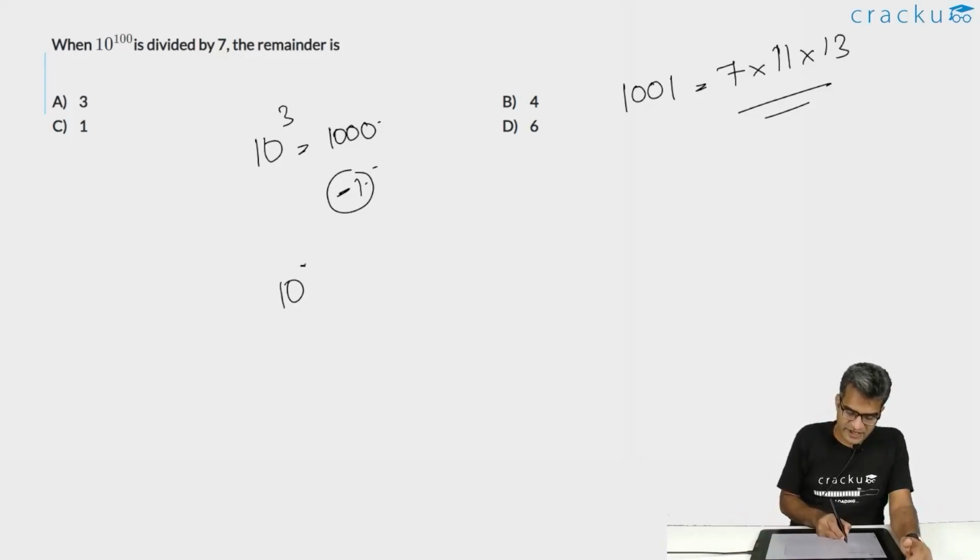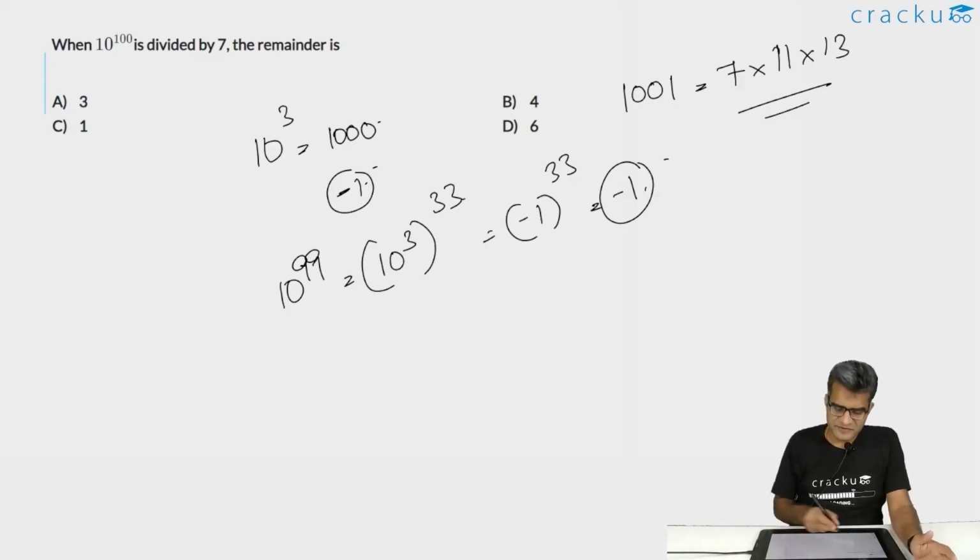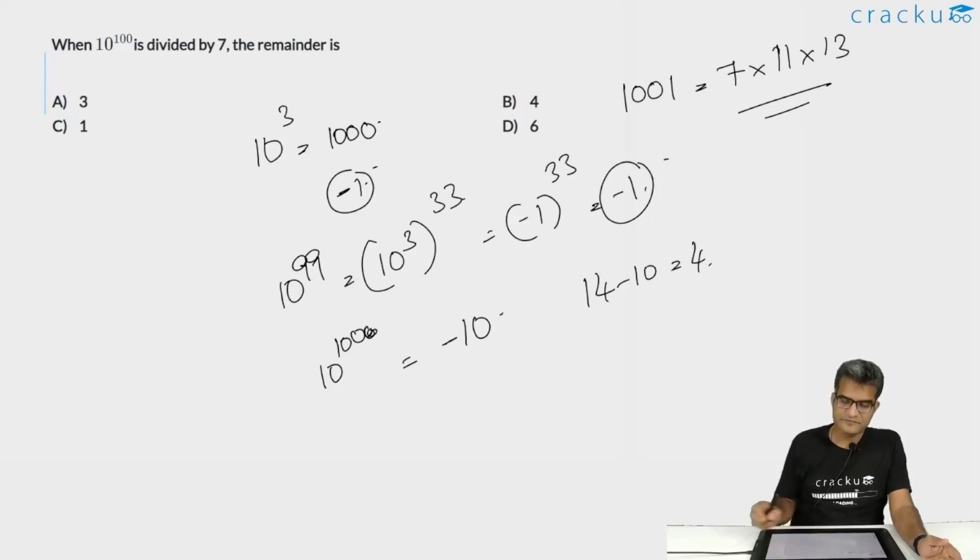So 10 to the power 99, which is equal to 10 cube whole to the power 33, will leave a remainder of -1 to the power 33, which is equal to -1 when divided by 7. So 10 to the power 100 will leave a remainder of -10. -10 essentially is, when you are dividing it by 7, it is basically 14 minus 10, which is equal to 4. -10 you can also say is equal to -3.